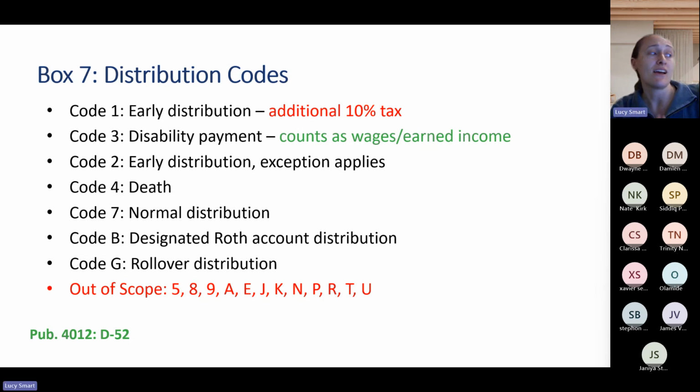That's not all the codes that there could be, but there are some codes that just indicate a non-taxable distribution, and it's not included on the tax return, so TaxSlayer will handle that. But there are codes that are completely out of scope for the VITA program. You can see a list here: 5, 8, 9, A, E, J, K, N, P, R, T, and U. So just as a reminder, if you don't recognize the code in box 7 of a 1099-R, look it up. You can find a full list of these codes in Publication 4012, page D50 to D52, and it tells you if that code is out of scope or in scope.